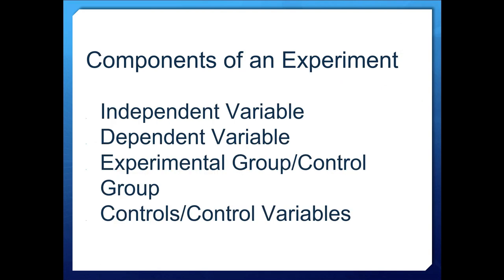So, the components of any experiment is an independent variable where you change the amount of time it's in the sun, you set some marker, you determine the independent variable. The dependent variable is what will change based on your independent variable. You change the amount of sunlight, you don't know how much the plant will grow. You don't know if it'll grow at all.